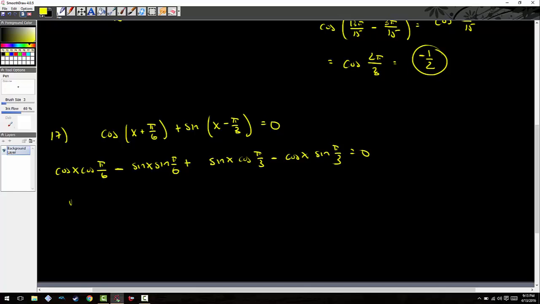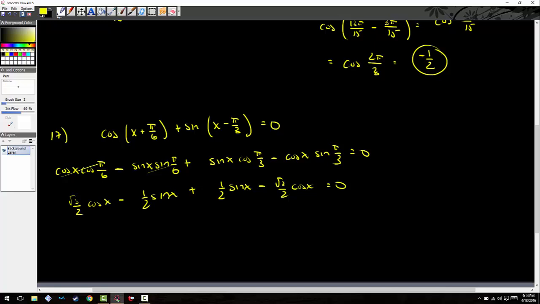Cosine of pi over 6 is rad 3 over 2, and I get that being multiplied by a cos x. So this portion is now gone. Minus sine of pi over 6 is 1/2 sine x. So now this portion is gone. Plus cosine of pi over 3 is 1/2 sine x. And some of you guys might be able to start seeing where this is going. Minus sine of pi over 3 is rad 3 over 2 cos x. And don't forget, all that equals 0.